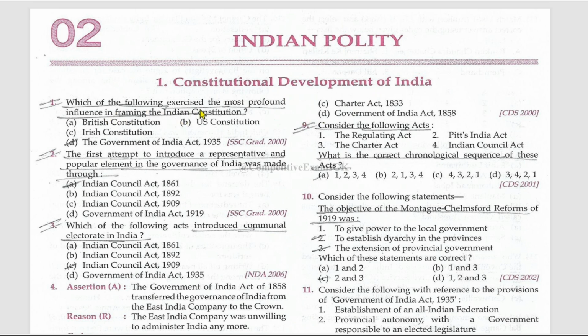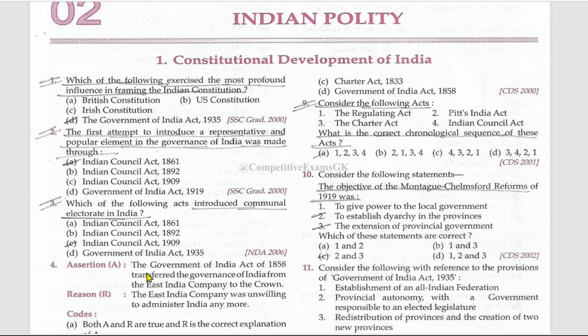Which of the following exercised the most profound influence in framing the Indian Constitution? The Government of India Act 1935. The first attempt to introduce a representative and popular element in the governance of India was made through Indian Councils Act 1861. Which of the following acts introduced communal electorate in India? Indian Councils Act 1909.